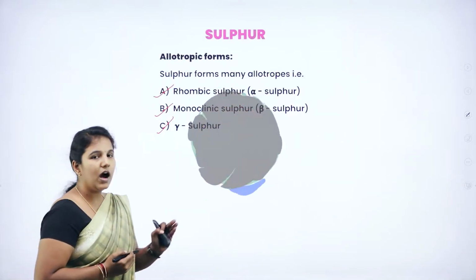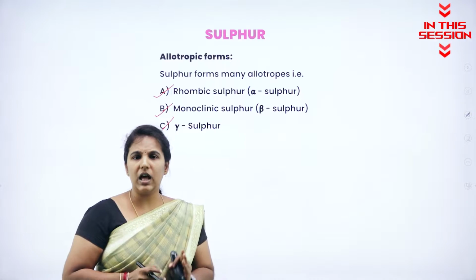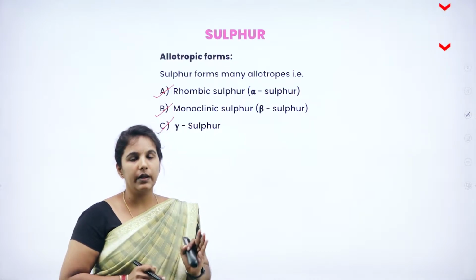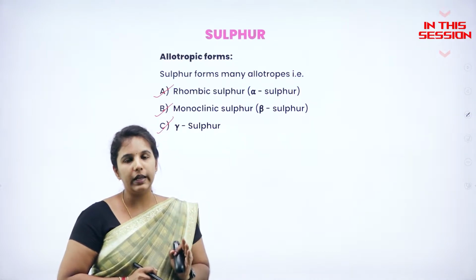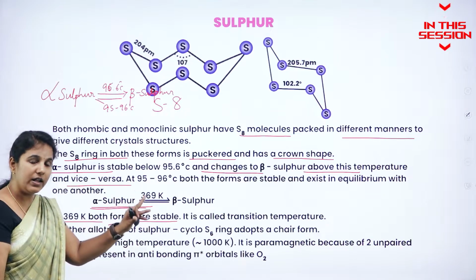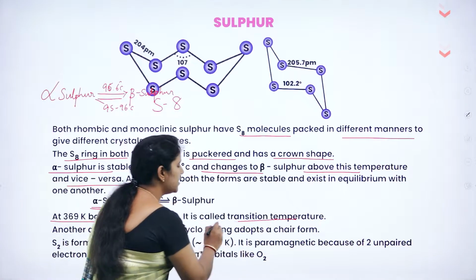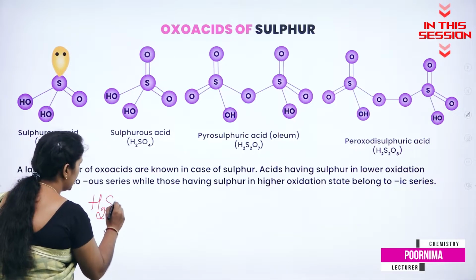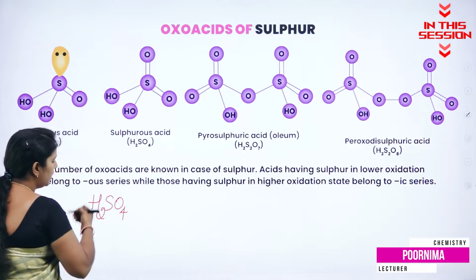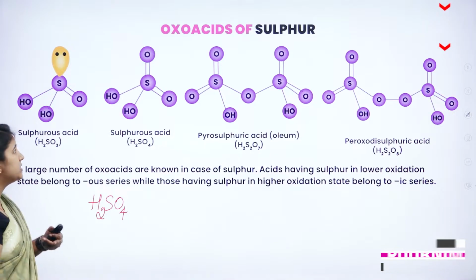In sulfur, how many allotropes can be formed? In sulfur, there are three main allotropes that can be formed: rhombic, monoclinic and gamma sulfur. When both the alpha and beta forms become stable, that temperature is known as the transition temperature. Sulfuric acid is represented as H2SO4. If one oxygen is less, it is known as what? Sulfurous acid.